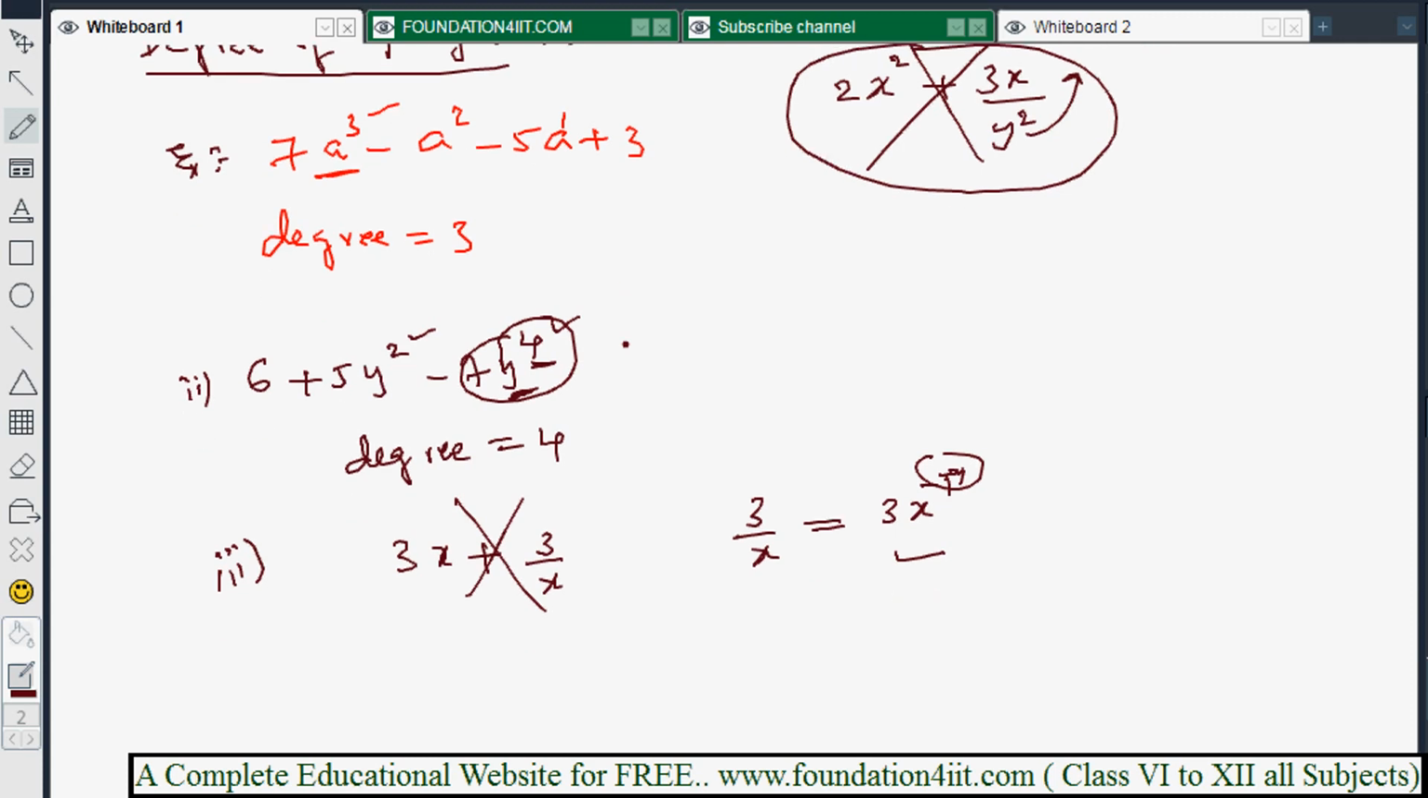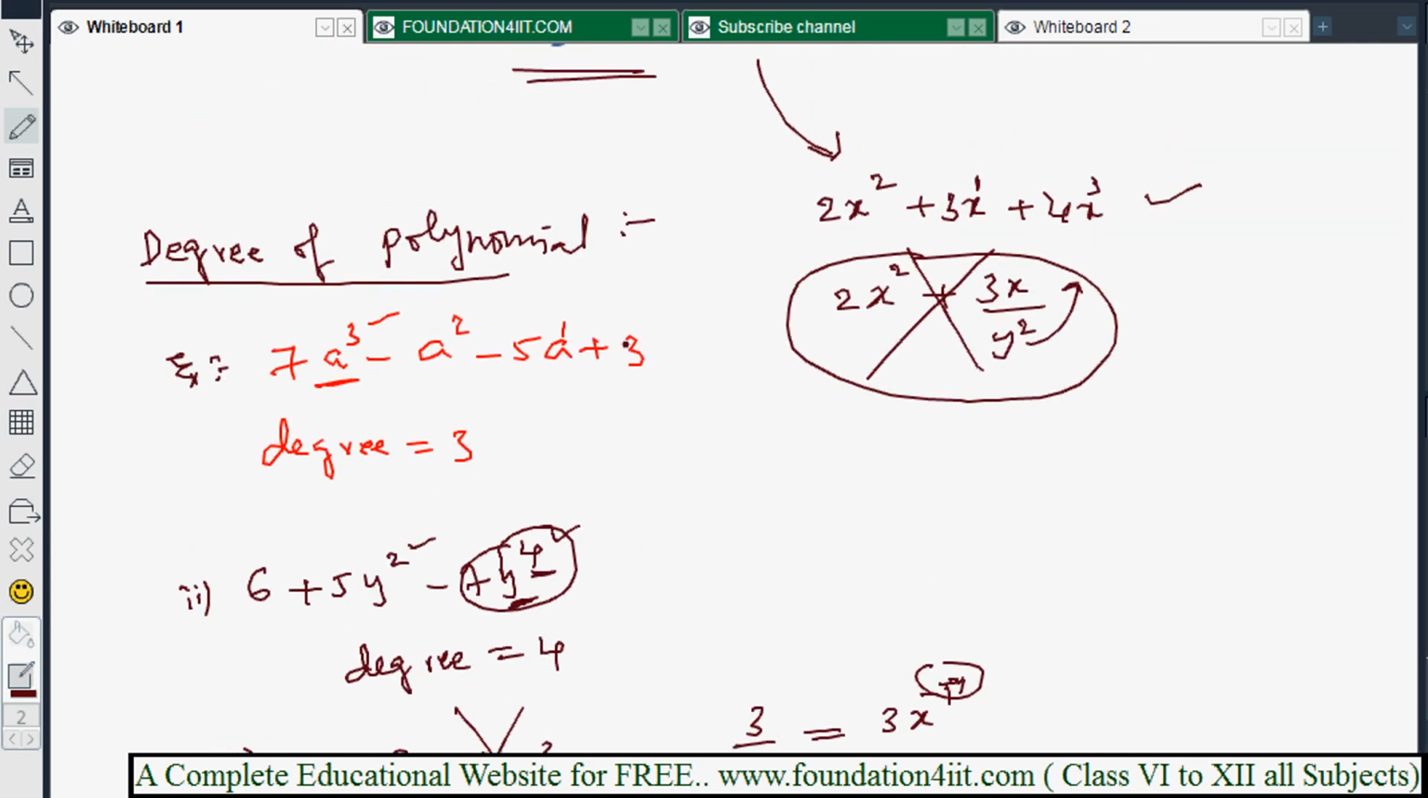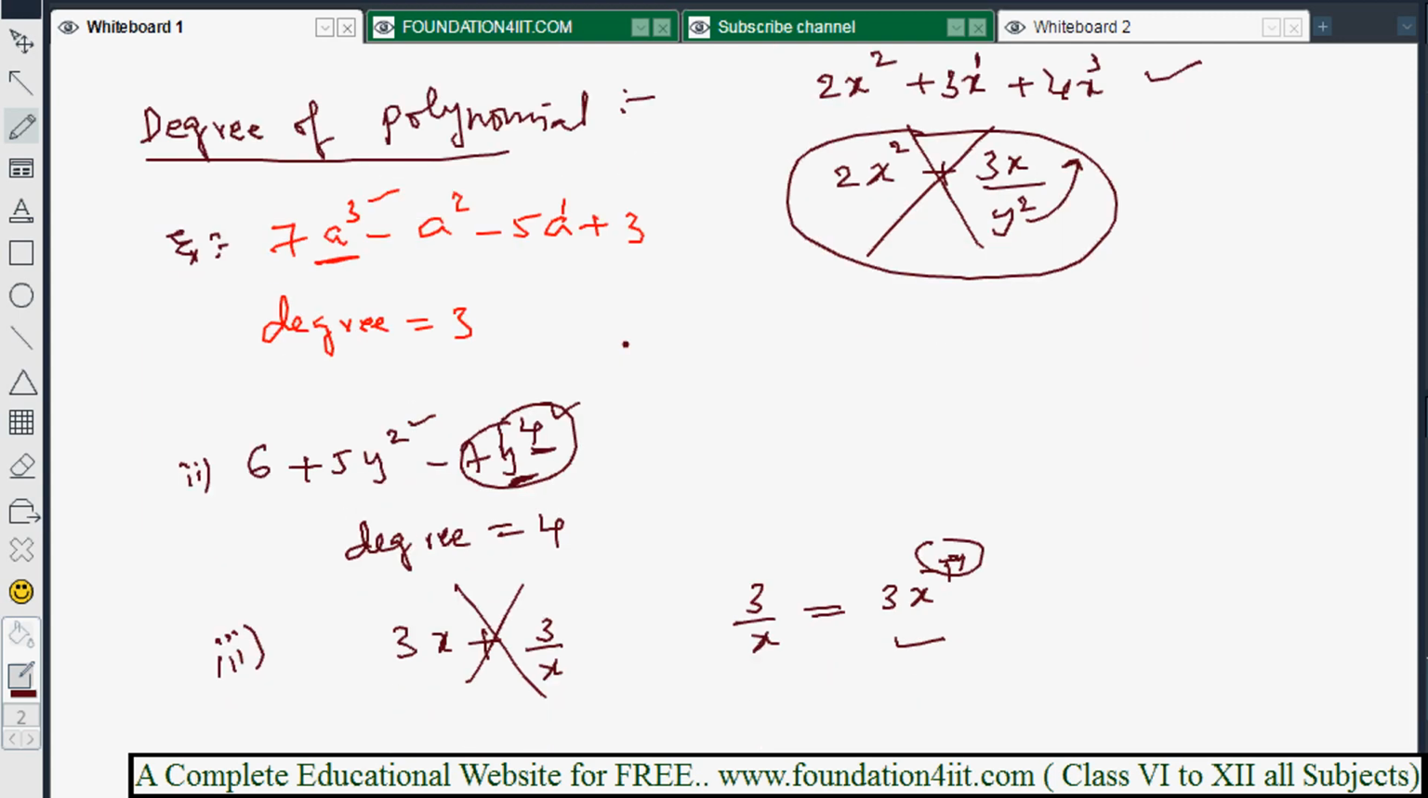Now, based on the number of terms and according to the degree, we have some types. Highest power is only 1, what polynomial is it? Highest power is 2. So in the first example, highest power is 3, so degree is 3, and here the degree is 4. According to the degree, we can say some types of polynomials. I'll show you here.